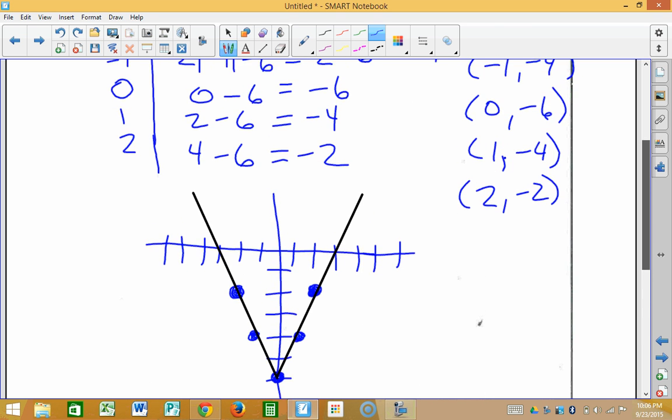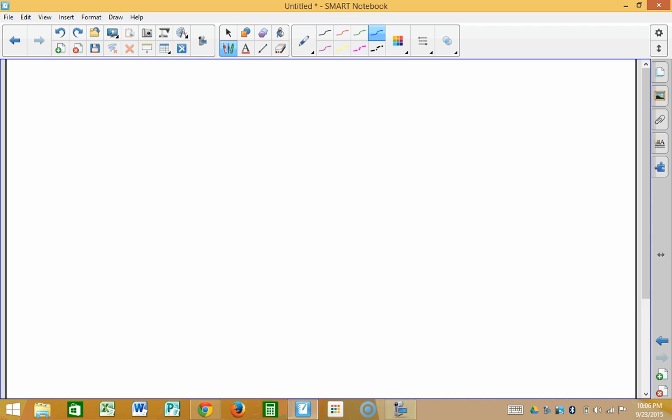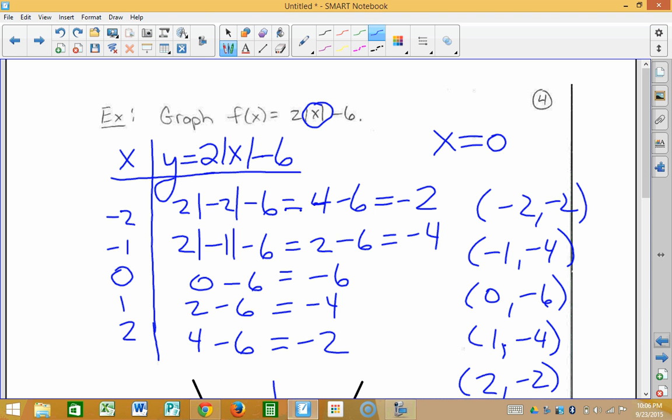So again, the key is finding where the tip of the V would be by setting whatever is inside the absolute value equal to 0. Okay, so that's all we have for today.